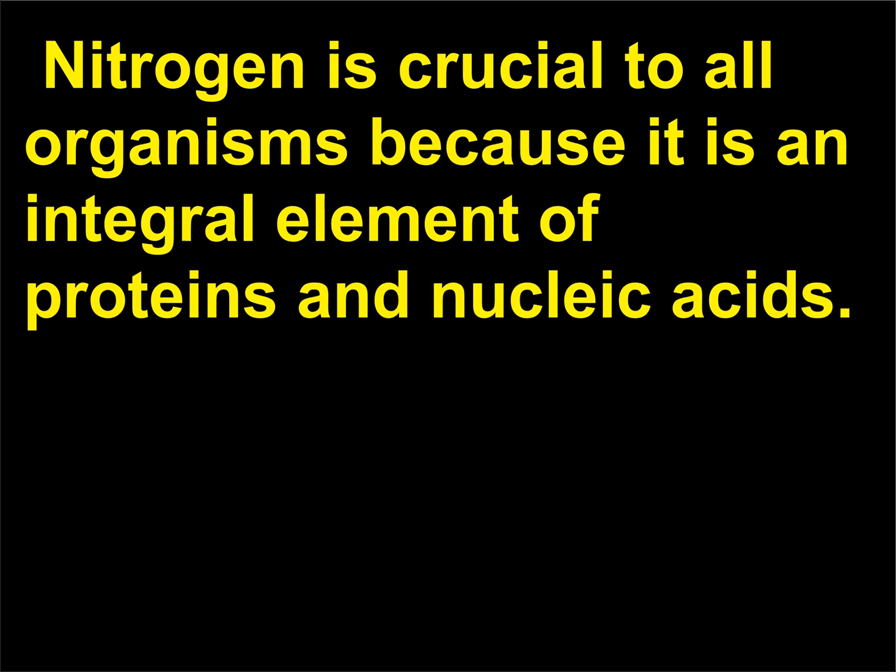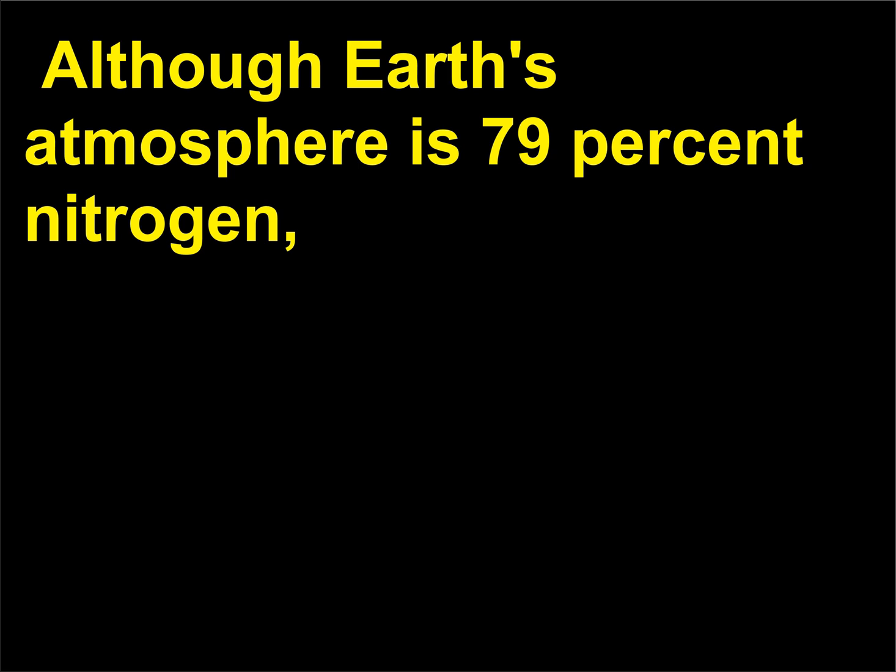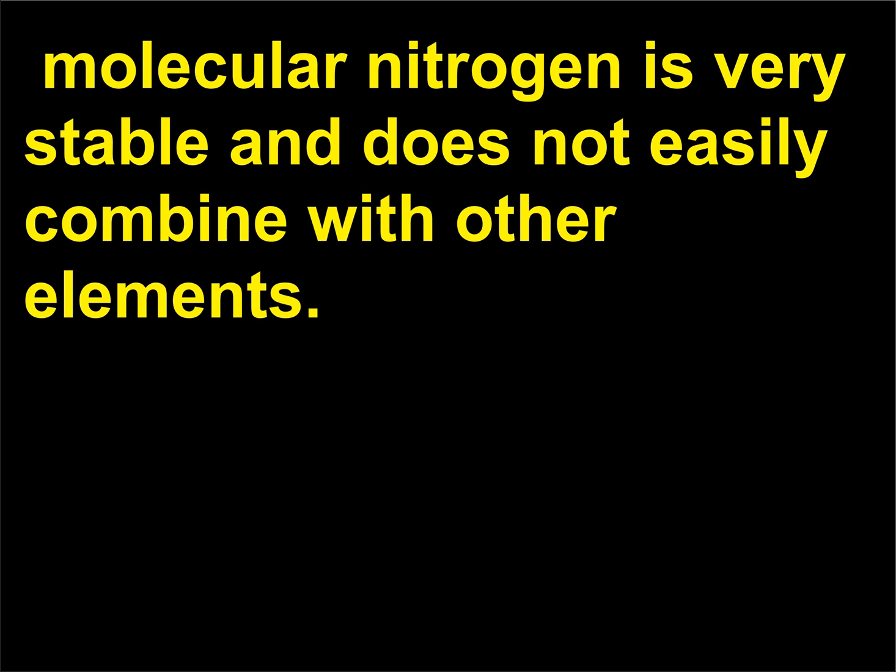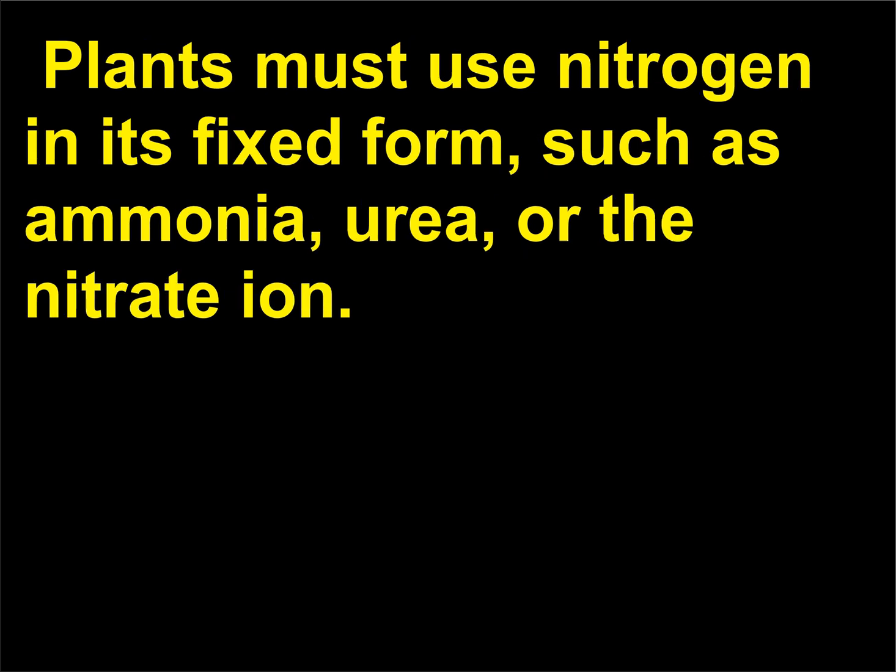Nitrogen is crucial to all organisms because it is an integral element of proteins and nucleic acids. Although Earth's atmosphere is 79% nitrogen, molecular nitrogen is very stable and does not easily combine with other elements. Plants must use nitrogen in its fixed form, such as ammonia, urea, or the nitrate ion.